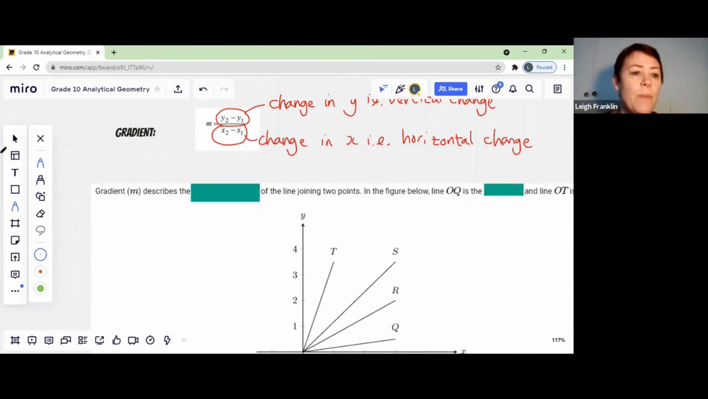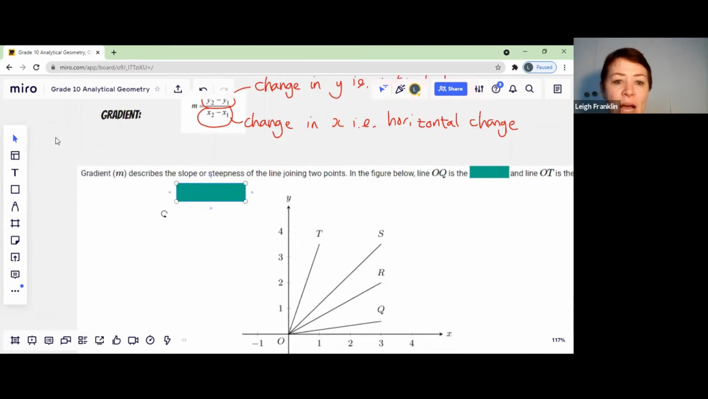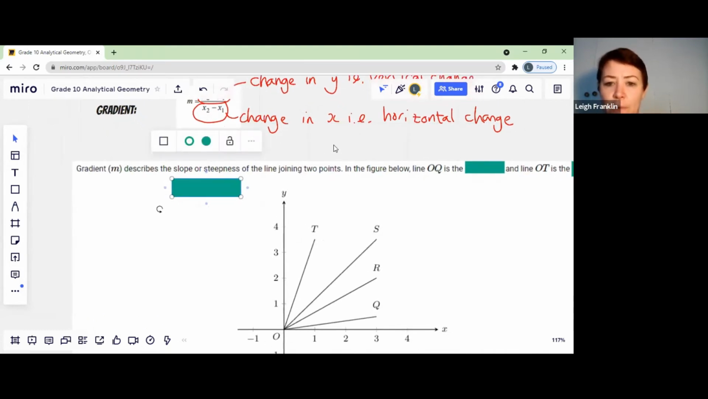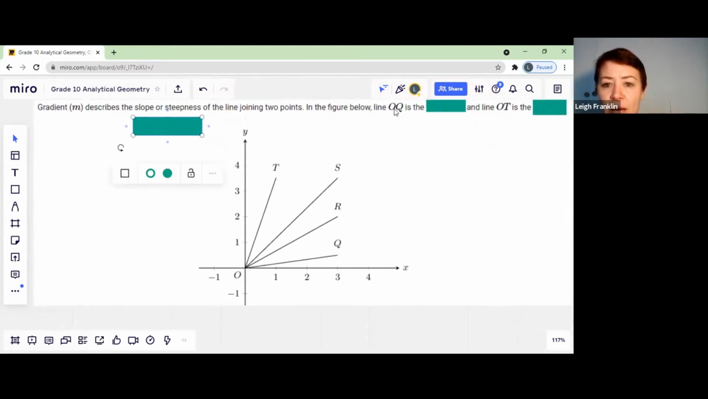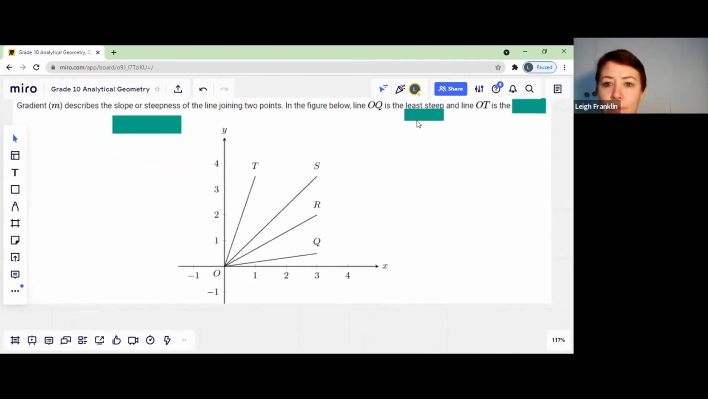So when we talk about gradient, we are talking about the slope or the steepness of a line, okay? So of any line that joins 2 points together. So in the figure below here, we have got line OQ, and it is the least steep out of all of them, okay?